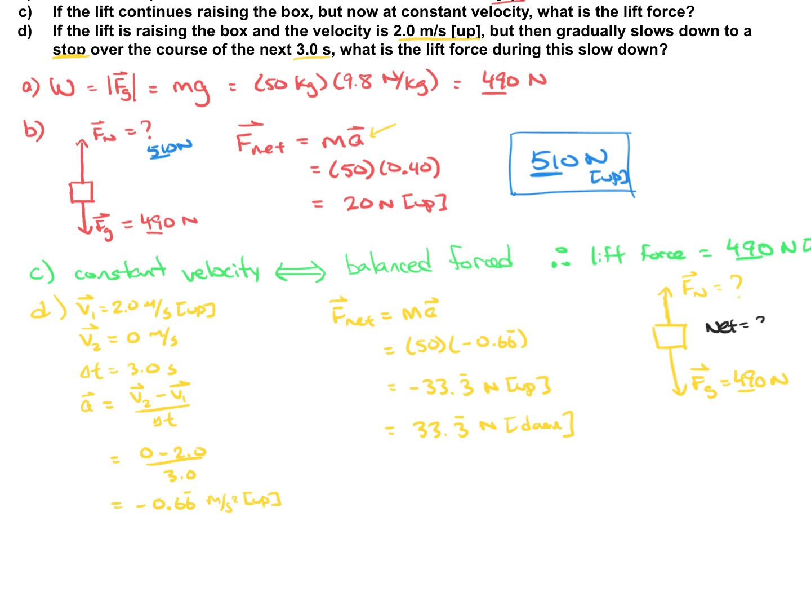My net force is 33 newtons down. So what must the upwards force be? Essentially, it has to be 33 newtons less than 490. So my upwards force, my lift force, is going to be whatever 490 minus 33 is.